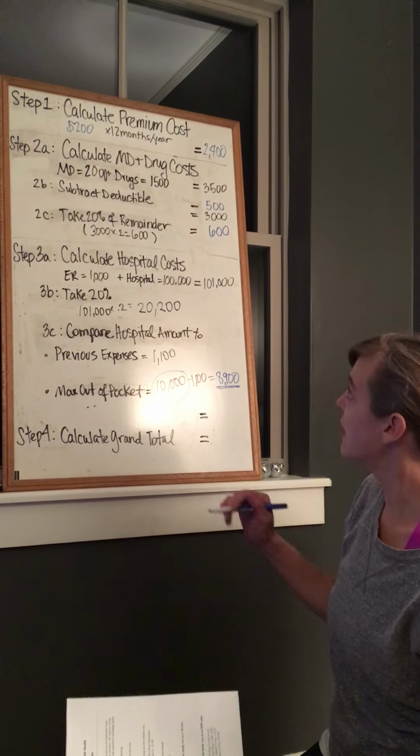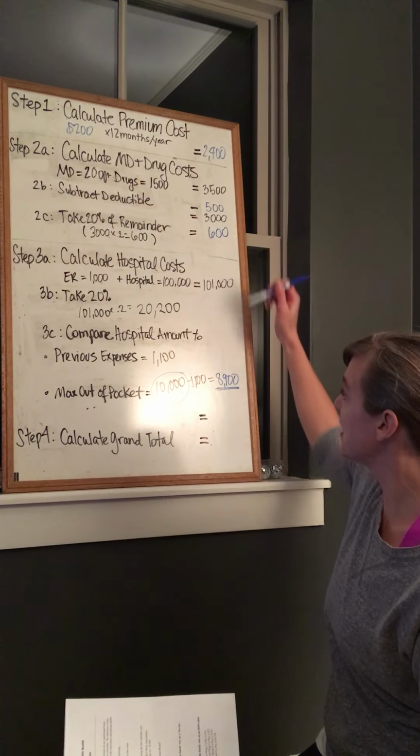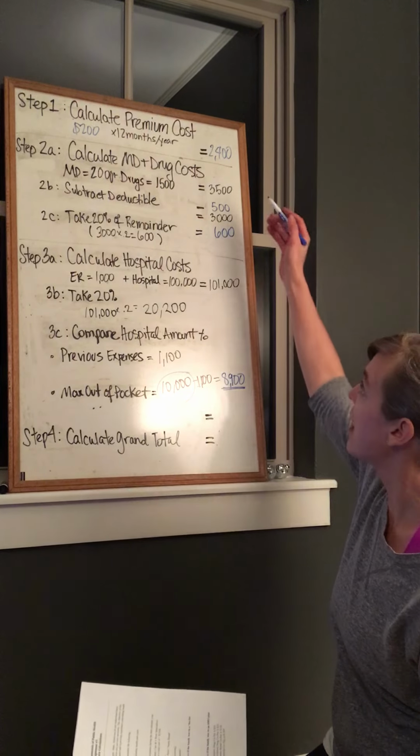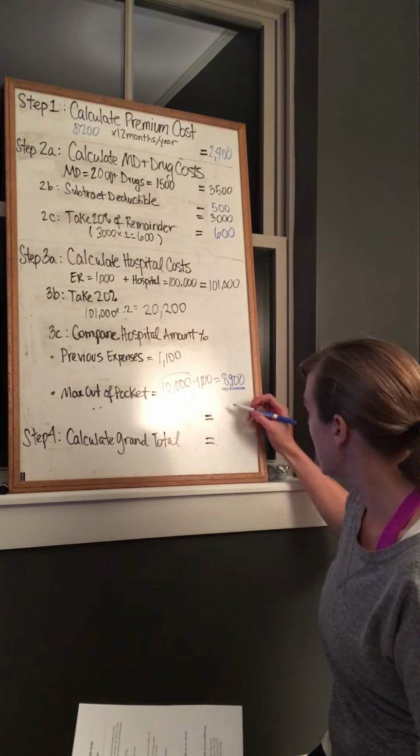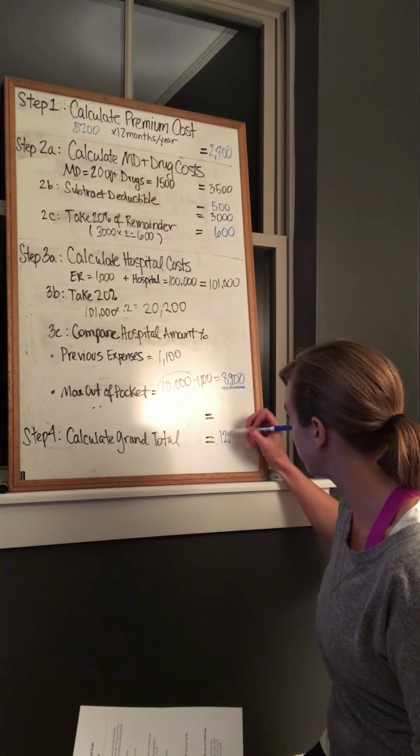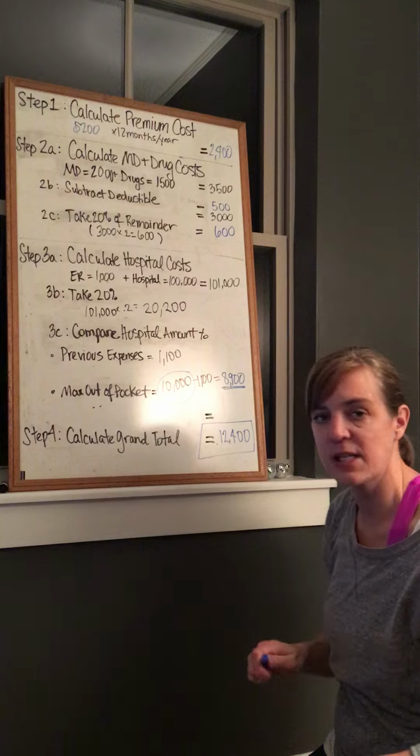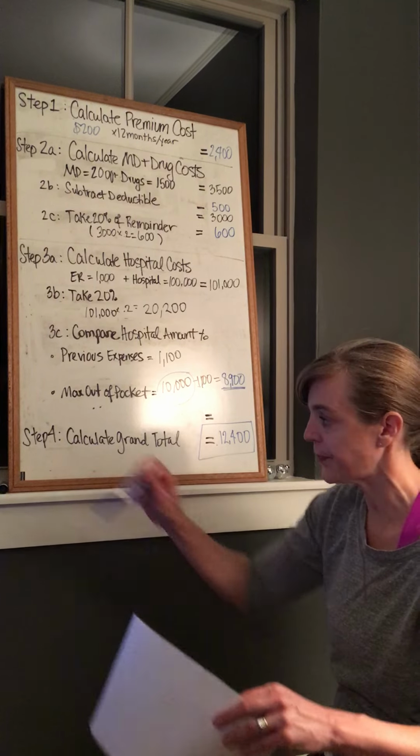So to finish off our calculation, we're going to add up everything they spent throughout the entire year, this family of 4. We add up all the numbers in blue, and we get to $12,400. So that was their total annual expenses for the year.